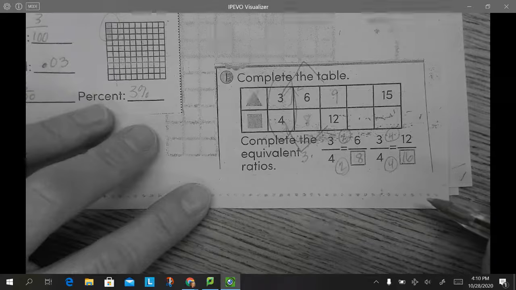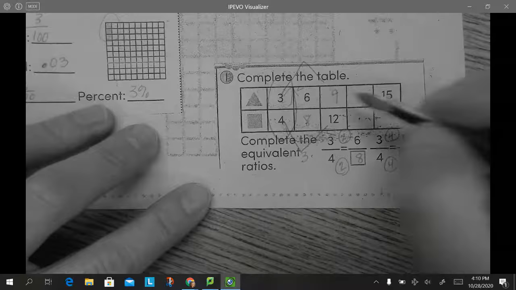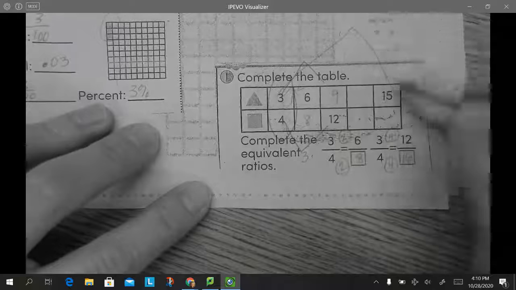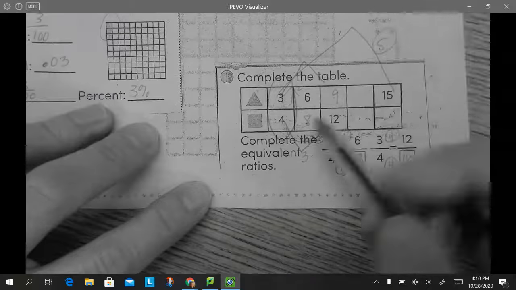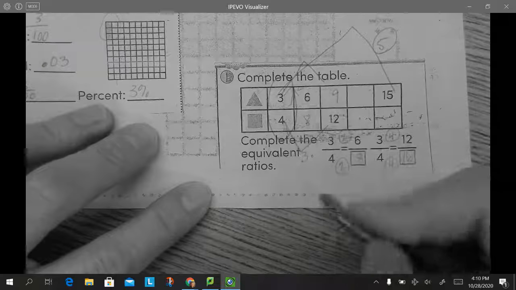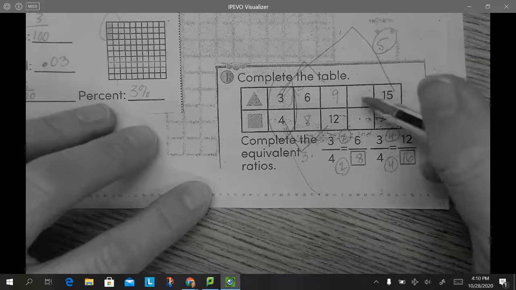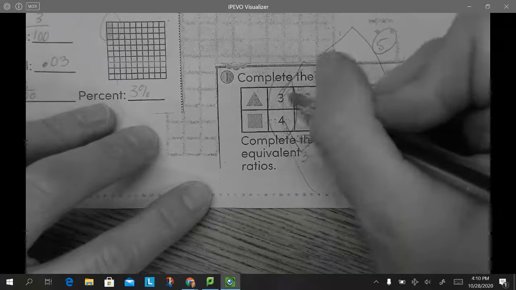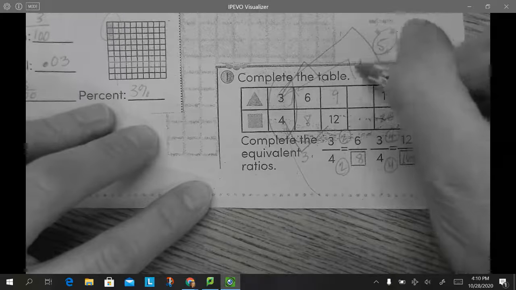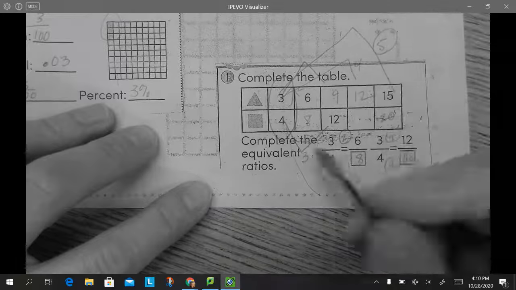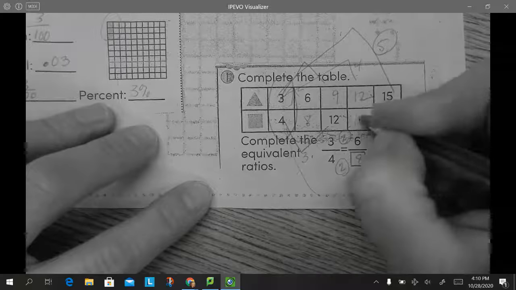Okay? All right, now we're getting to 15. So go back to the original. 3 times what is 15? 5. 4 times 5 then is 20. Okay? So for this one, we want to multiply it by 4. So 3 times 4 is 12. 4 times 4 then would be 16.